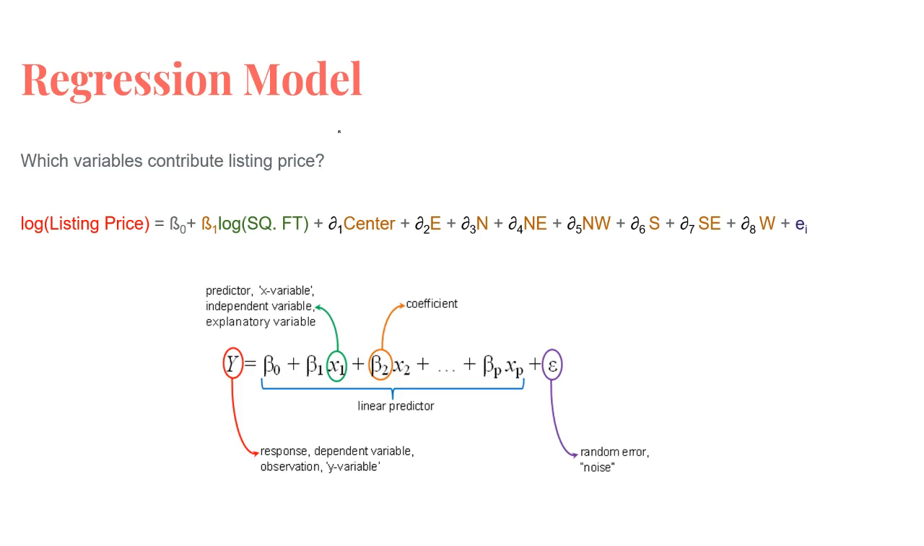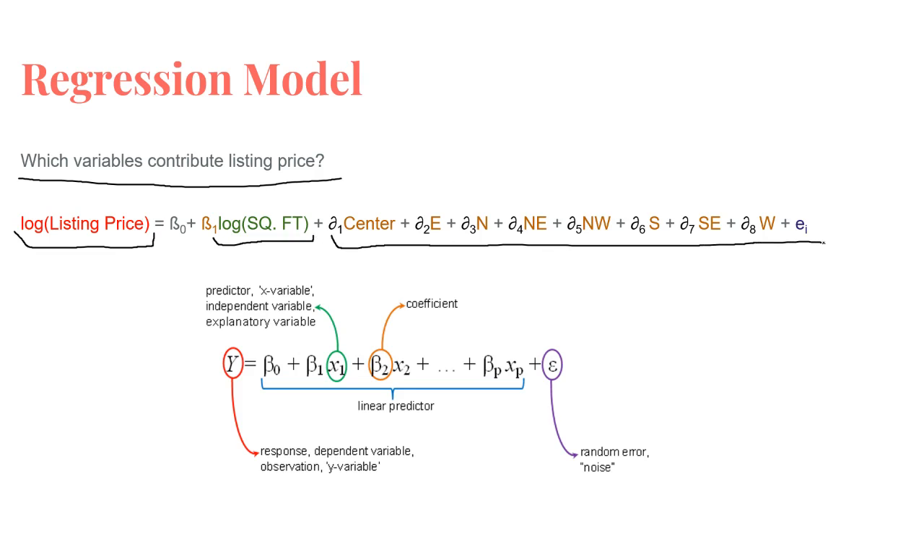And now this is our regression model here. So our regression model takes the log of listing price equal to beta 0 plus log of square feet, as well as our dummy variables, which are categorical. And now keep in mind, as we move forward, center is our reference point, aka the baseline that occurs when all the other variables in the dummy variables are 0.